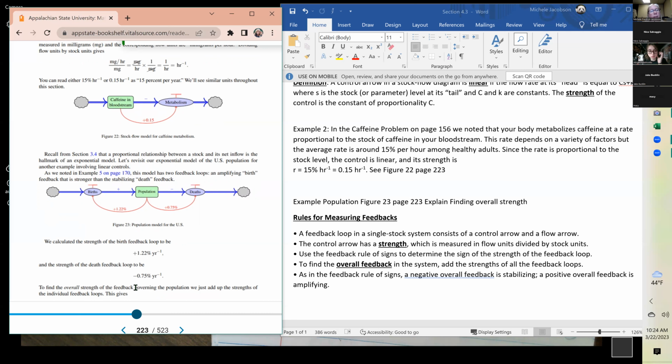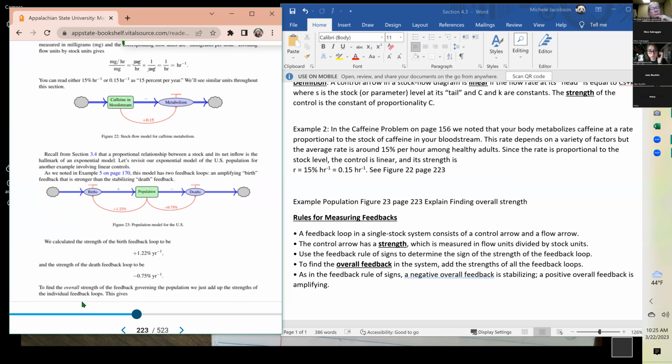The reason they're making the strength negative, if we look at this feedback loop, a positive times a positive is a positive. That means it's amplifying. A negative times a positive is a negative. This is stabilizing because it's a negative. So this negative is the feedback loop, the whole loop, not just this here. So be careful of that. You're multiplying the 2 values in your loop together.